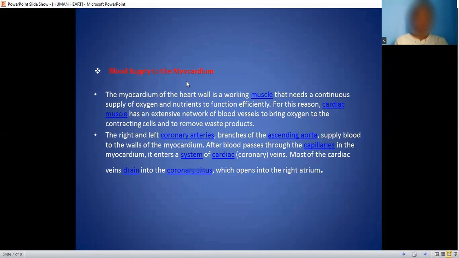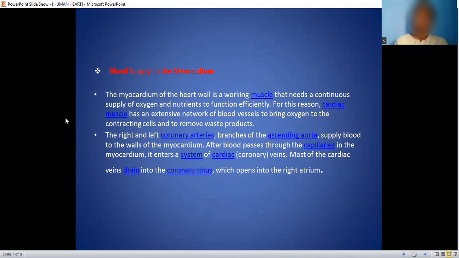Blood supply to the myocardium. The myocardium of the heart is the working muscle that needs a continuous supply of oxygen and nutrients to function efficiently. For these reasons, cardiac muscle has an extensive network of blood vessels to bring oxygen to the contracting cells and remove waste products.